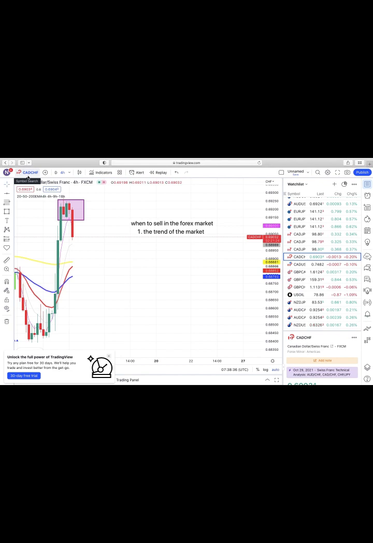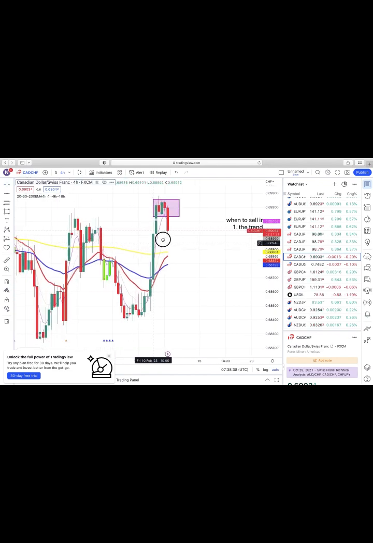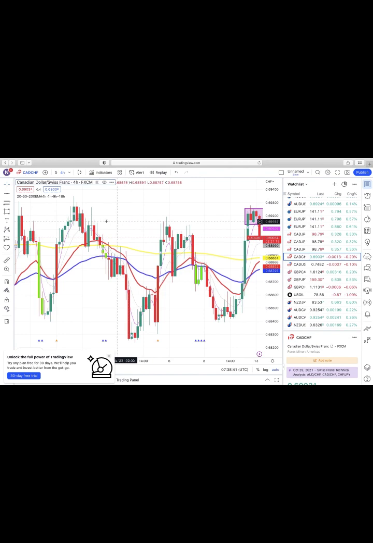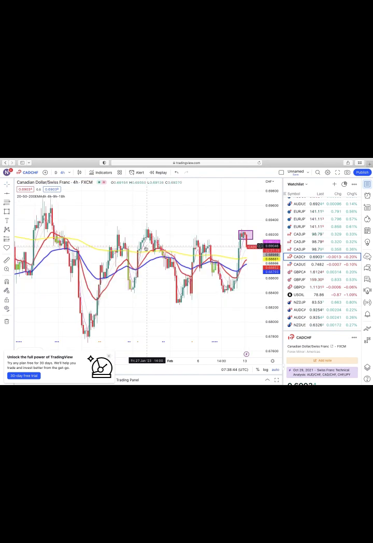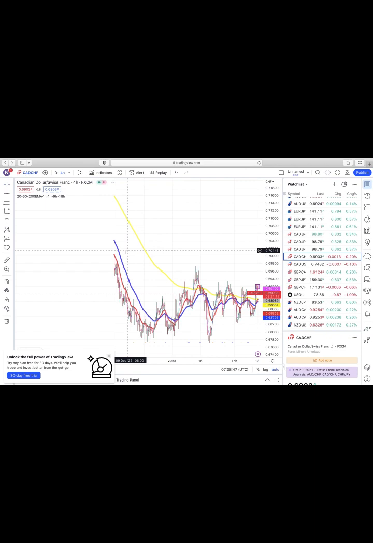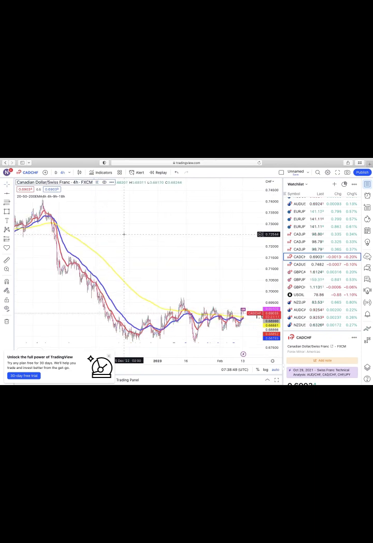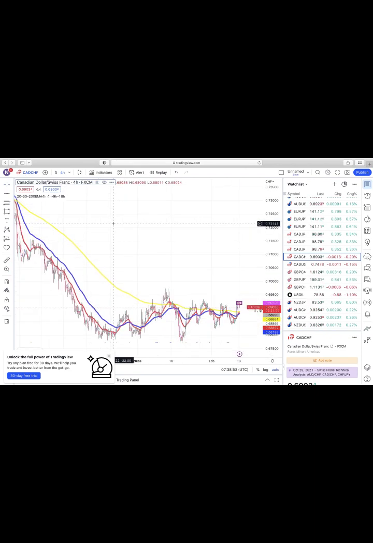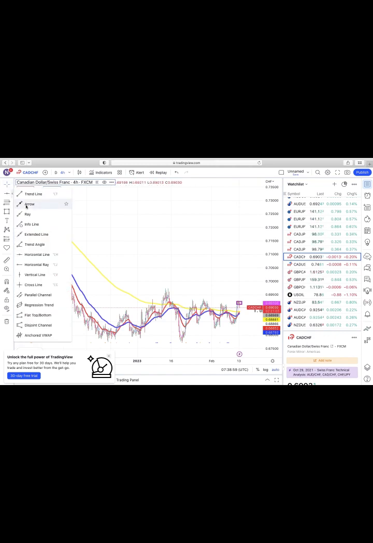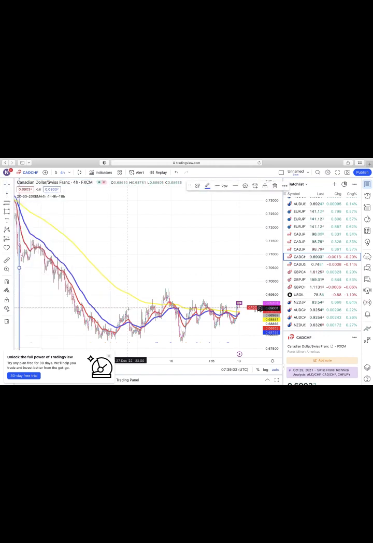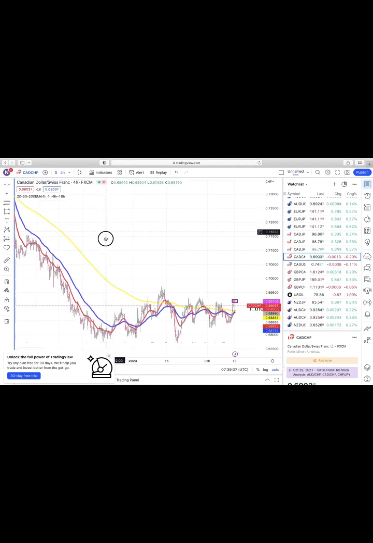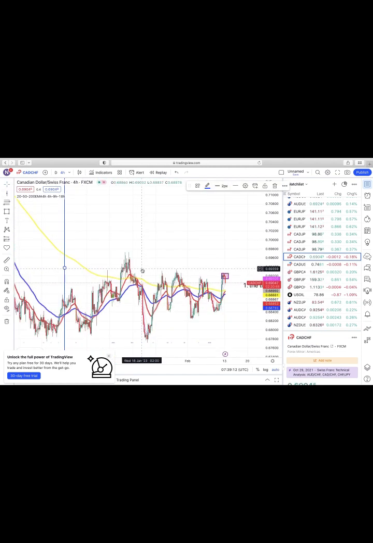Today this is CAD CHF. Let us confirm what the trend in CAD CHF is. CAD CHF has been in a downward trend. Let me draw a vertical line. As you can see, it has been a downward trend up to here.